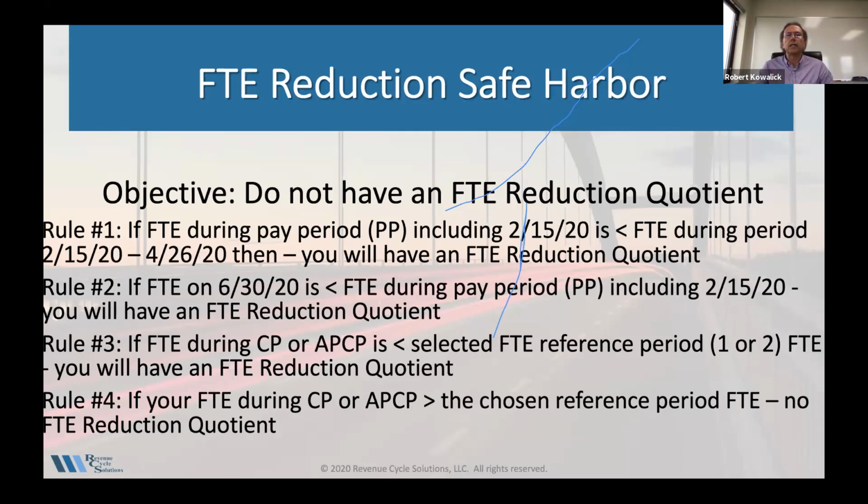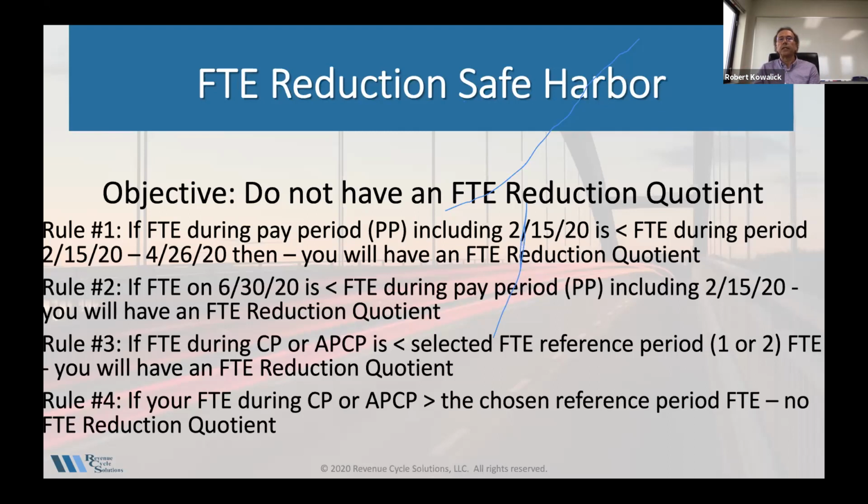But rule number 1 is that if your FTE during the pay period that included February 15th is less than the FTE during the time period between February 15th and April 26th, you will have an FTE reduction quotient, meaning you will not get 100% forgiveness related to FTE. The next rule is if your FTE on June 30th is less than the FTE during the pay period that February 15th falls in, then you will have a reduction in forgiveness.